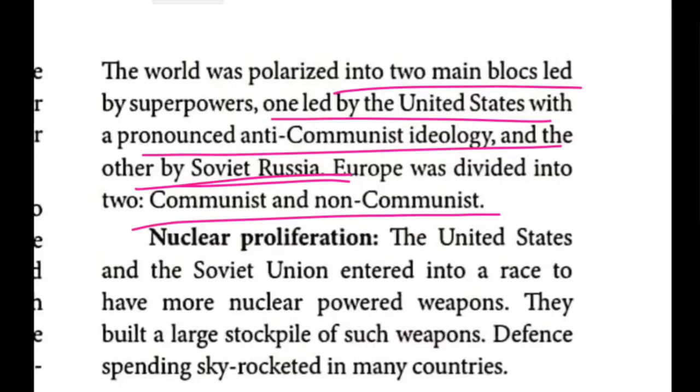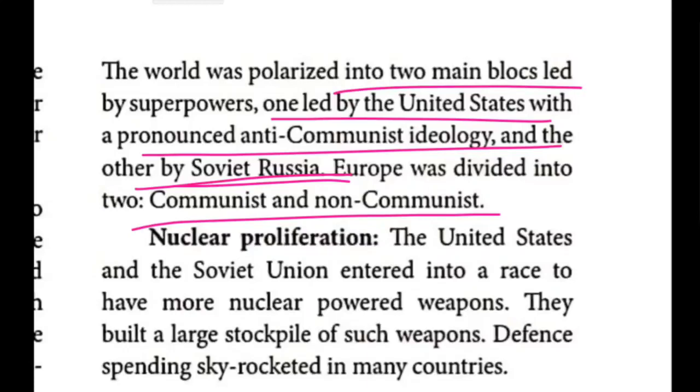So this was the first effect. Only three paras are there, very, very small paras, children. Effects of the war is very, very easy. After the Second World War, the world was divided into two. One was under the headship of the United States of America, another under the control of Russia. The United States was against the communist policy, while Russia followed the communist policy. So this much only is given under the first para.